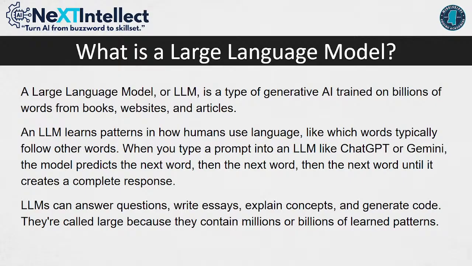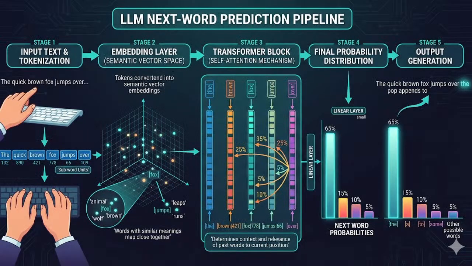So when you type a prompt into an LLM like ChatGPT or Google's Gemini, the model's predicting the next word, then the next, and the next, until it creates what it believes is a complete response of what you were looking for. Now, LLMs can answer questions, write essays, explain concepts, and generate code. They're called large because of the millions or even billions of learned patterns. So there's a lot in this image, but it was just to show that there is a lot that goes on in the background, the inner workings that we don't see.